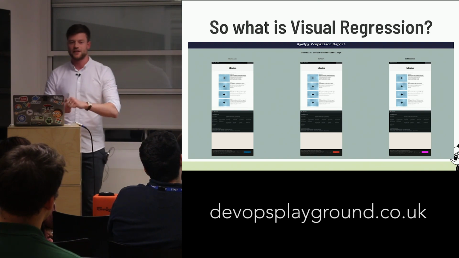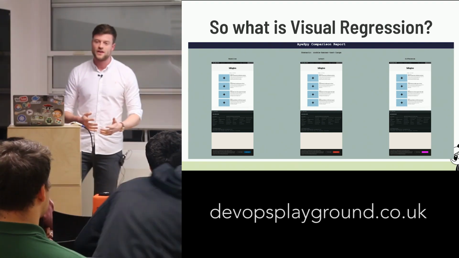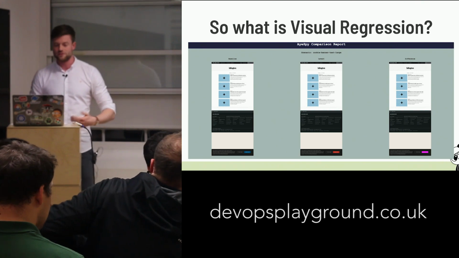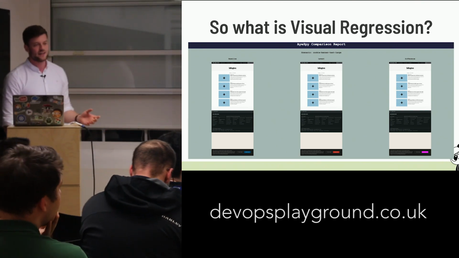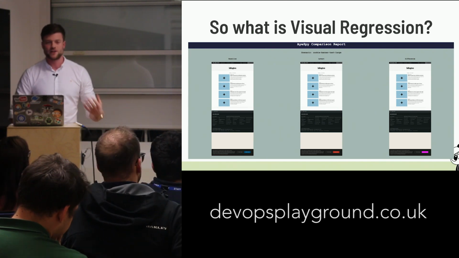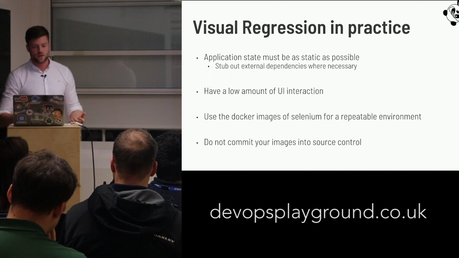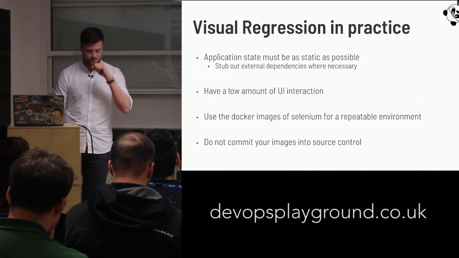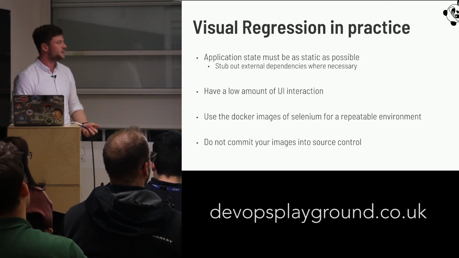If it is, then great. Then let's go ahead and update our baseline. If it's not, then that gives you the opportunity to report that bug and get it dealt with. So visual regression's one of those tools that not many SDETs are aware about, but can be incredibly powerful when implemented correctly. And I'd now like to talk to you about how to use it and make it as robust as possible.